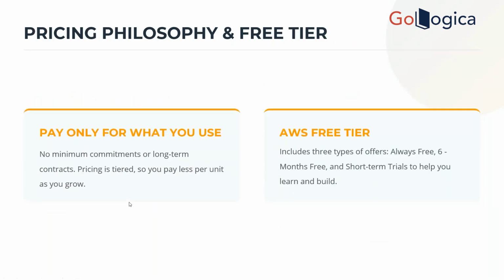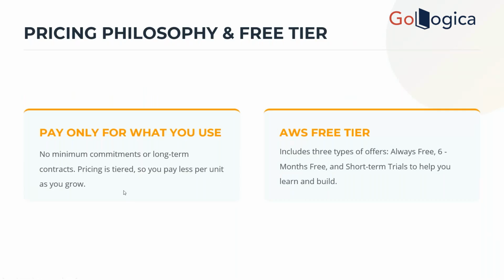Then getting into the pricing philosophy and the free tier. As we already saw, here we need to pay for what you use. So pay only for what you use, nothing else. So no minimum commitments or long-term contracts. Pricing is tiered, so you pay less per unit as you grow.